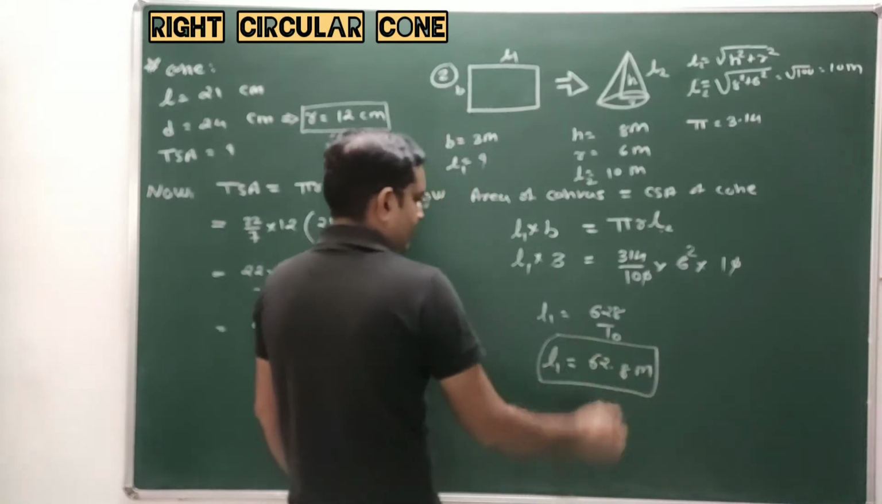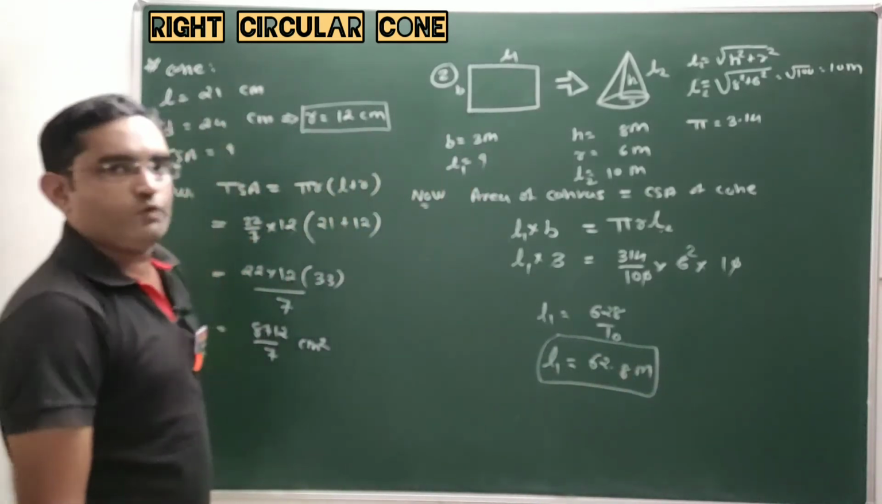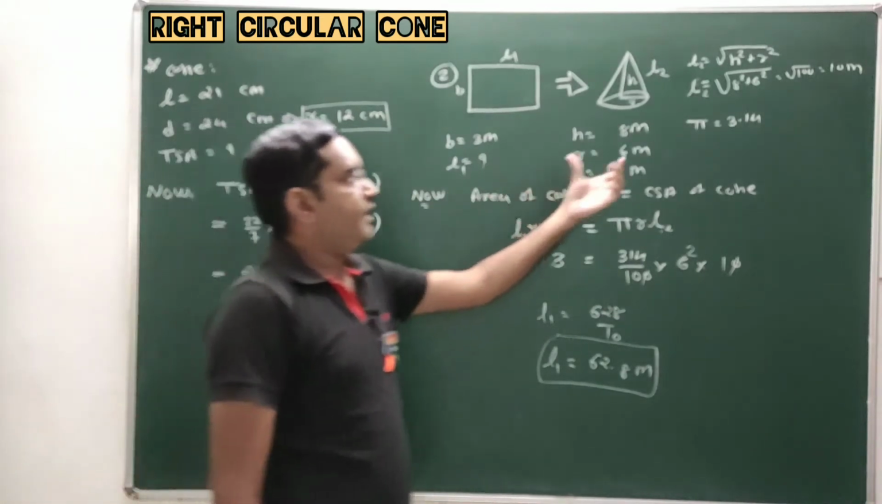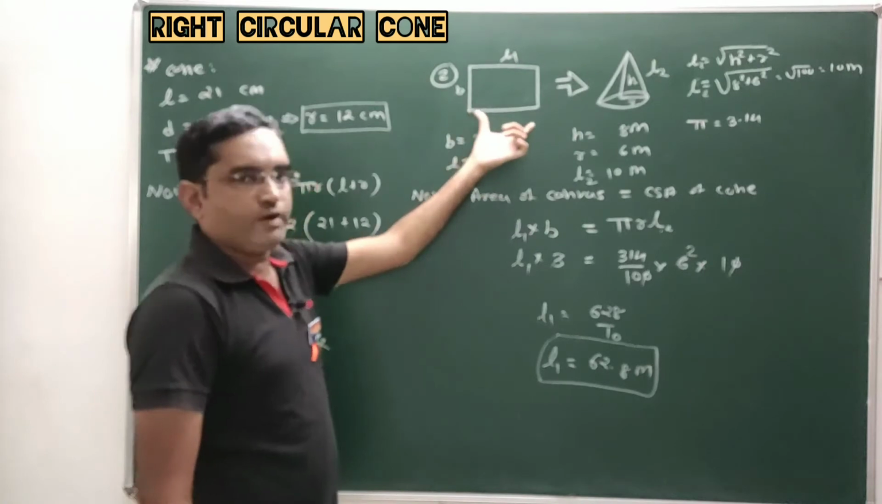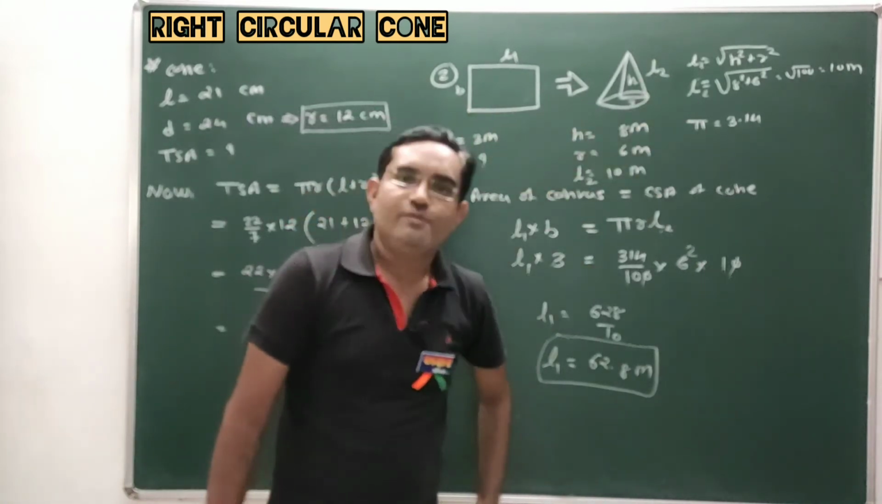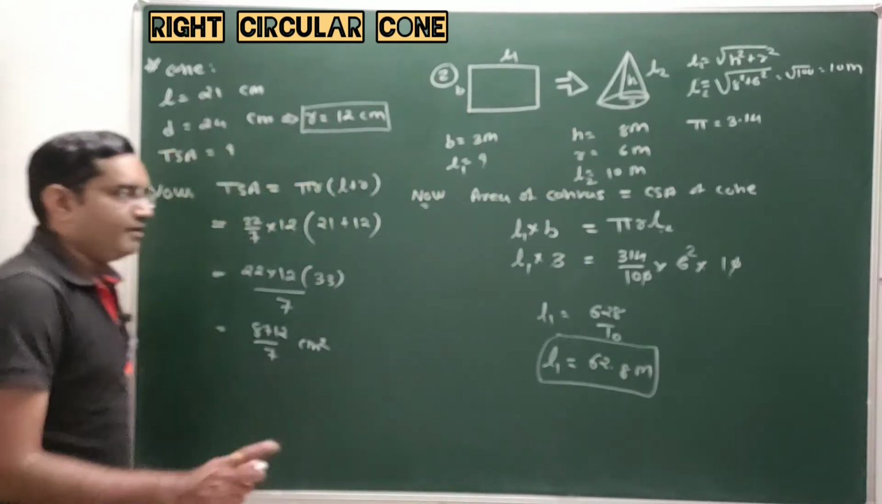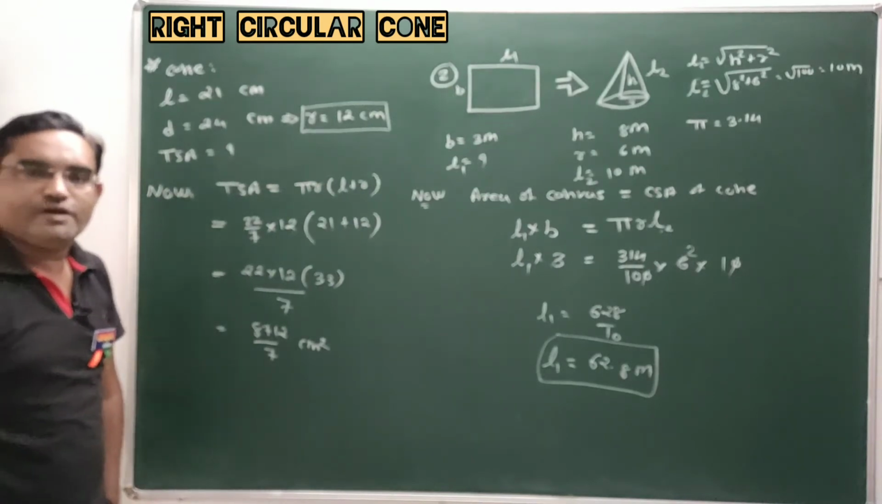This much length of canvas is required to make the conical tent of this dimension. Clear? This is the comparison of area of canvas with the curved surface area of this right circular cone. Clear students? Now pause the video and note it down.